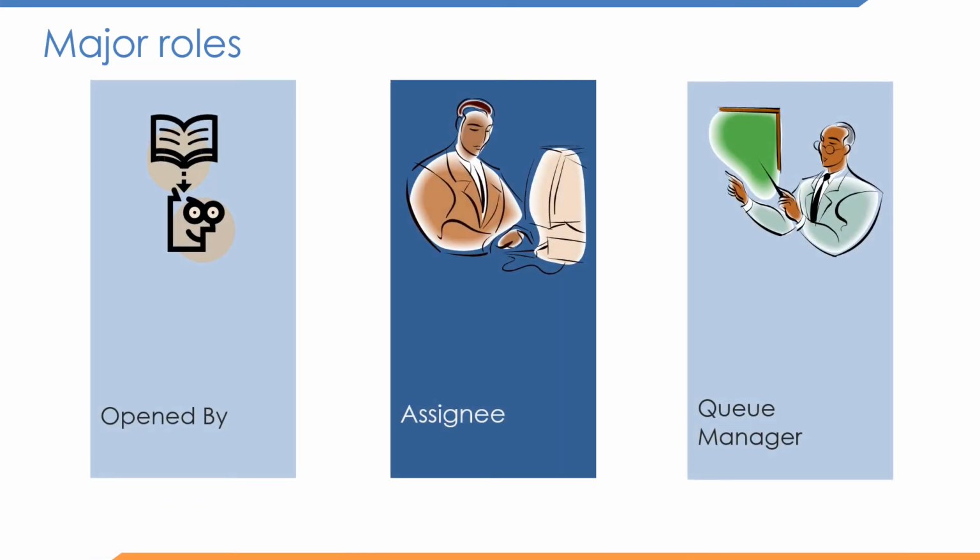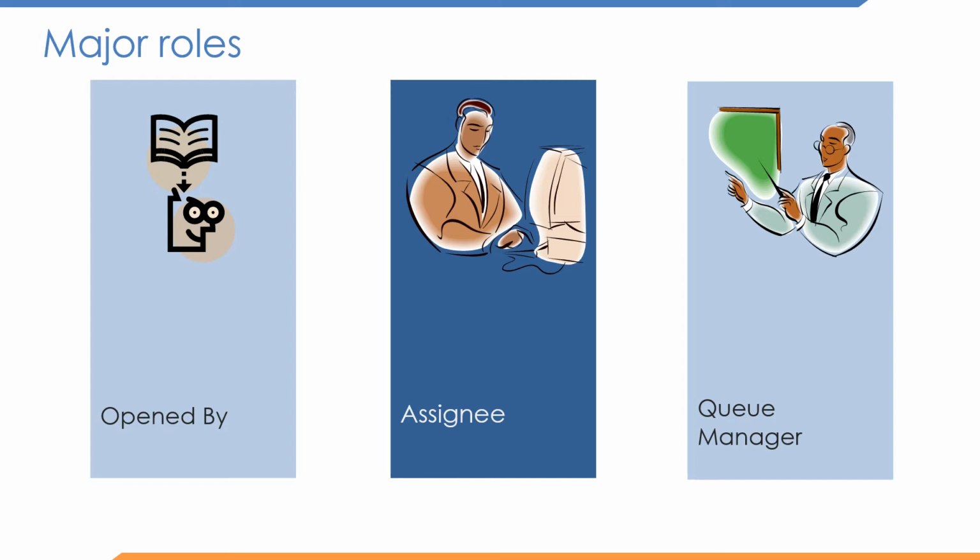Major roles in incident management are opened by, assignee, and queue manager. Opened by can be an end user with privileges to raise an incident or a service desk user who will raise an incident for anyone else. It is a request for an incident with all relevant information about it.